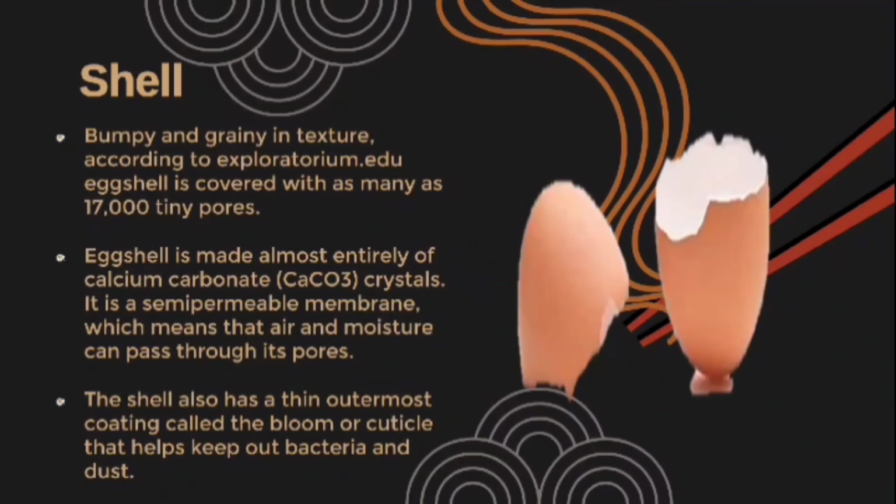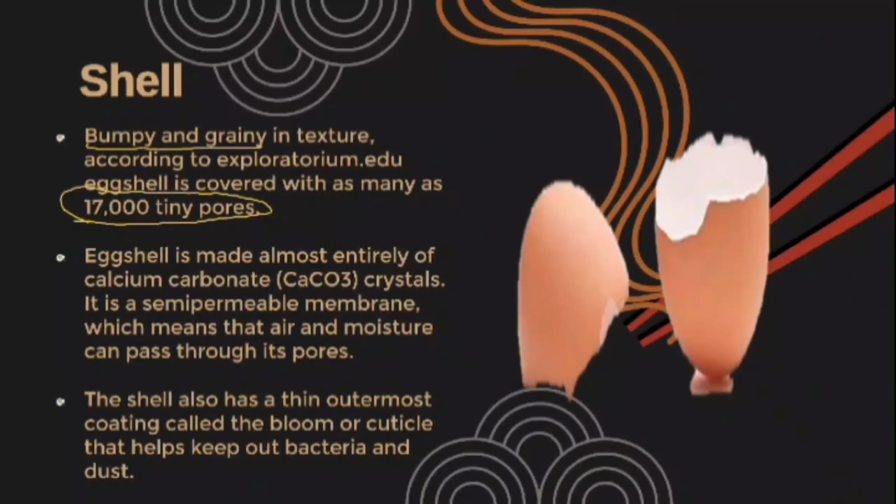It is bumpy and grainy in texture. According to exploratorium.edu, eggshells are covered with as many as 17,000 tiny pores. So, hindi pala talaga makinis ang isang itlog. Meron daw siyang maliliit na butas-butas na pwedeng umabot ng 17,000. So, check niyo yung eggs ninyo, mga itlog sa bahay, mga itlog ng manok, itlog ng bibe. Tingnan niyo, meron daw siyang butas-butas.